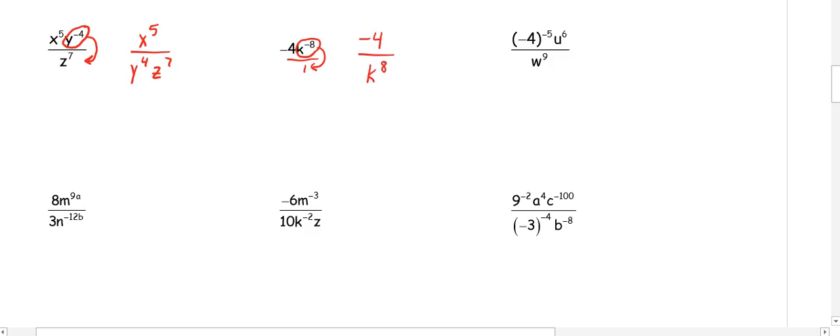In our next problem, we have parentheses negative 4 to the negative 5th, u to the 6th, and w to the 9th. The only negative exponent here is that parentheses negative 4, so we're going to move that into the denominator. So u to the 6th stays in the numerator, and then we have parentheses negative 4 to the 5th, w to the 9th.